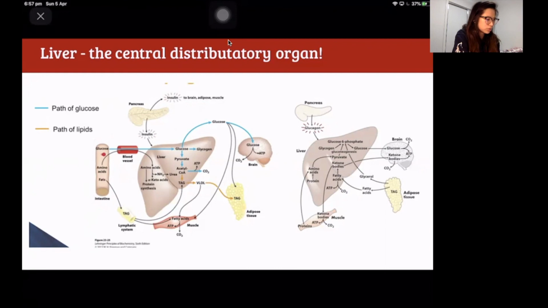So we'll start with glucose. Glucose goes through the blood and goes to your liver. So first of all, this glucose can just be sent to other organs for energy. So glucose can be sent to the brain, can be sent to the adipose tissue to be stored there, or it can go to the muscle to be used.